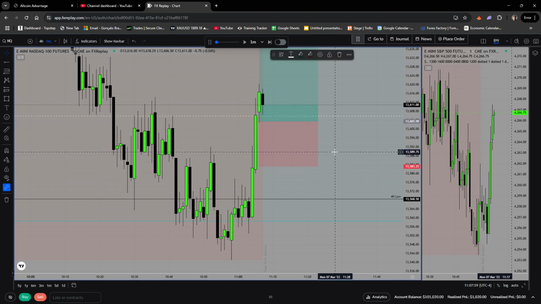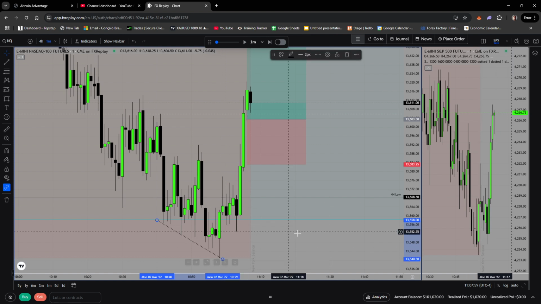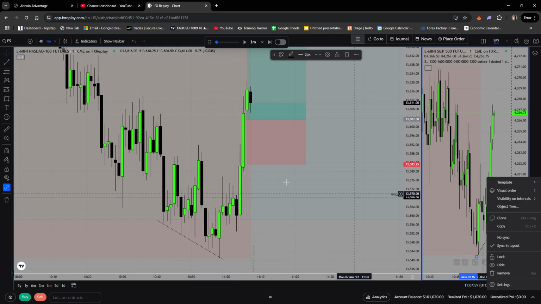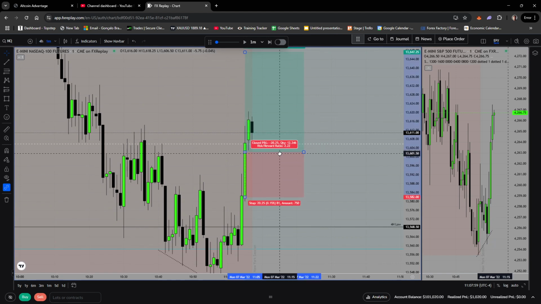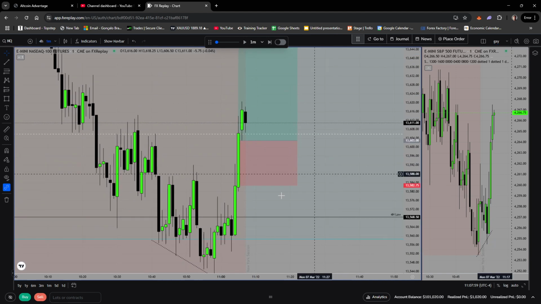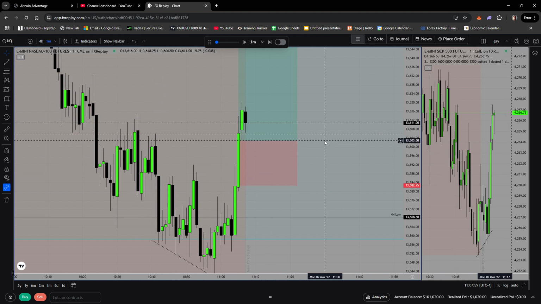So taking this as a reversal model, we do have SMT with these lows. ES is making higher highs. So yeah, we're going to take this. Using a breakaway gap. Or is it breakaway? Is it breaker? I would class this as the breaker. Yeah, I like this.